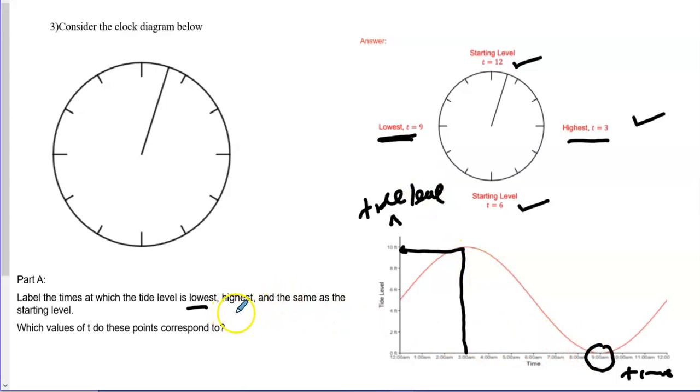And then at the same as the starting level, this is the starting level, right? And if you look at this level, the time that gives the same level as this is 6. T equals 6. And that is that.